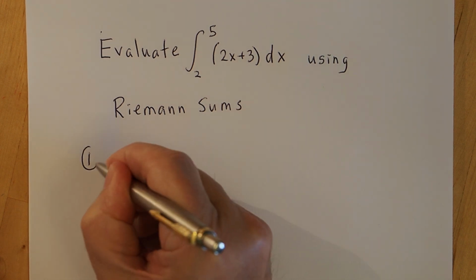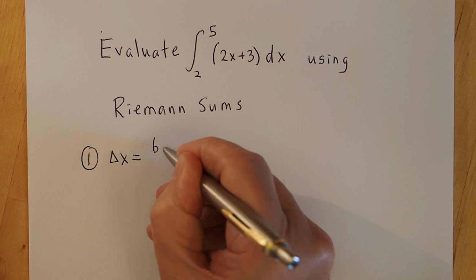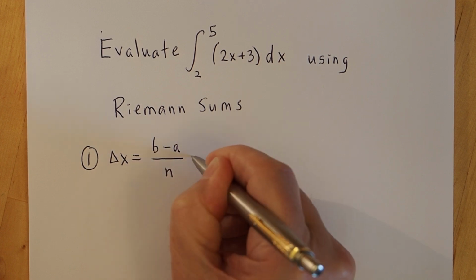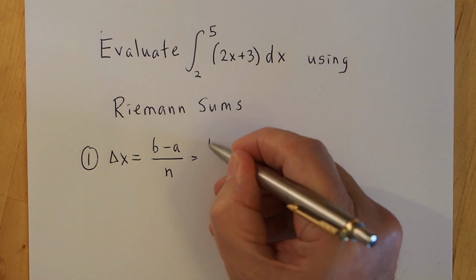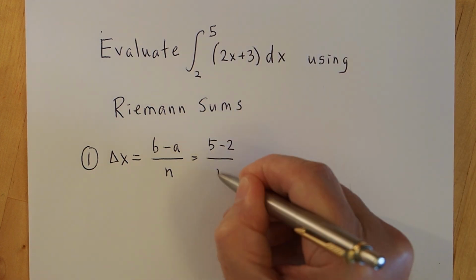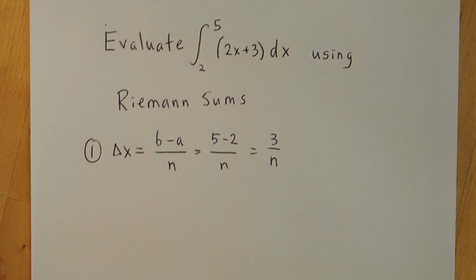The first step is to evaluate delta x. And that is always b minus a over n, where a and b are the bounds of integration. Here, 2 and 5. So this would be 5 minus 2 over n, which is 3 over n. One step down, 3 to go.